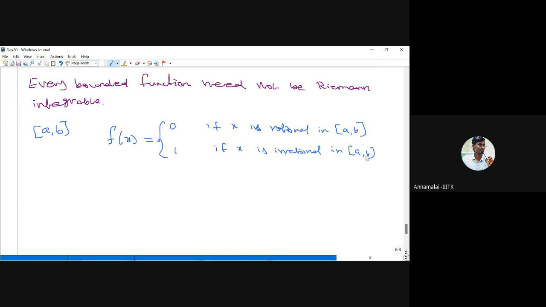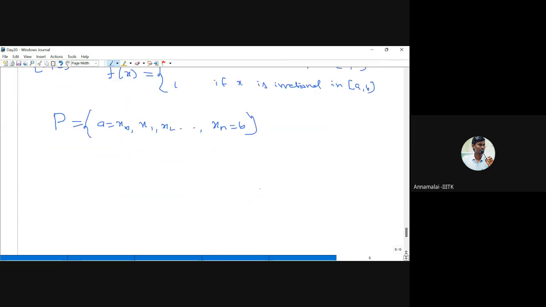Now we are going to show that this function is not Riemann integrable. If you take any partition, the lower sum and upper sum need not be equal. Suppose we take the partition P, where a is the first point x0, then x1, x2, and so on up to xn, which is b. What is the lower sum of the partition with respect to the function? That is m1 into delta 1, plus m2 into delta 2, and so on, up to mn into delta n, where delta 1, delta 2 are the lengths of the subintervals.